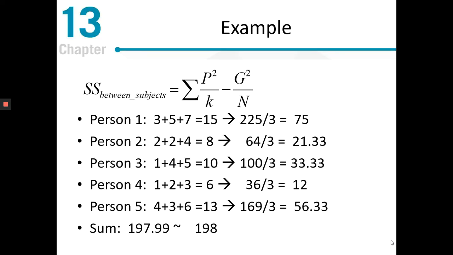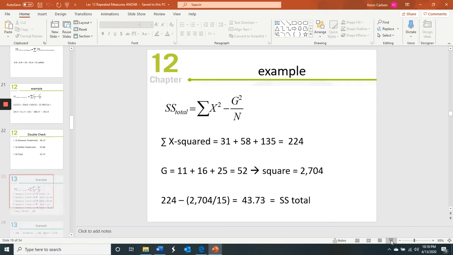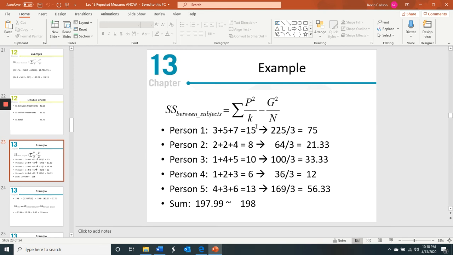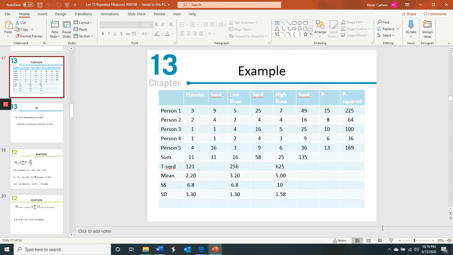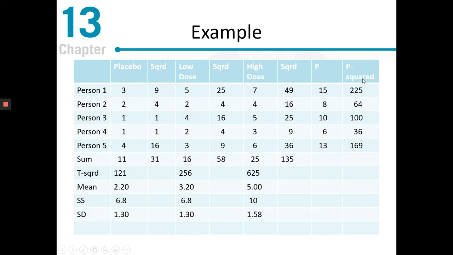The only thing that's different, that's new, is that we're doing the sum of squares between subjects here. If you remember from our worksheet, we have the P squares. For each person, we're going to take P squared divided by k. So I'm just going to show you where the P squared is. The P squared is right here. For each of the 5 people, we have P squared, and we talked about how we got that earlier. So we have the P squares here.